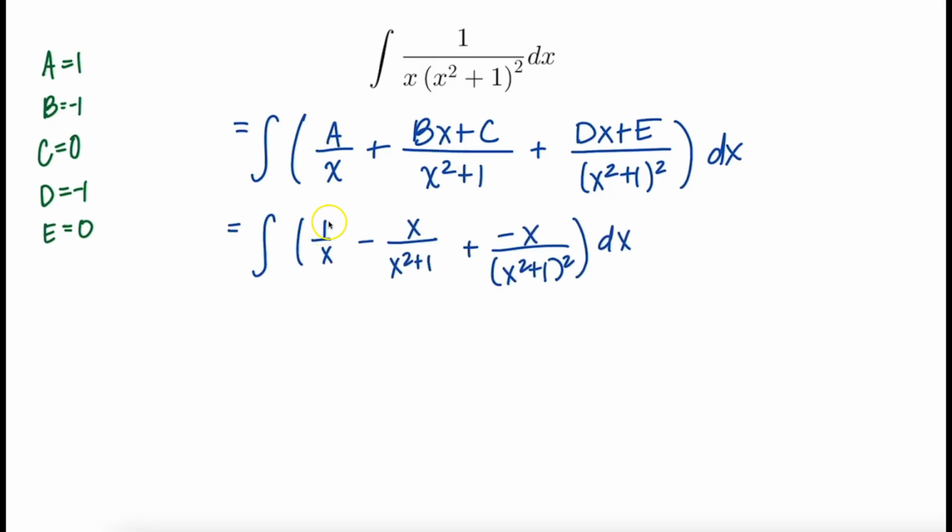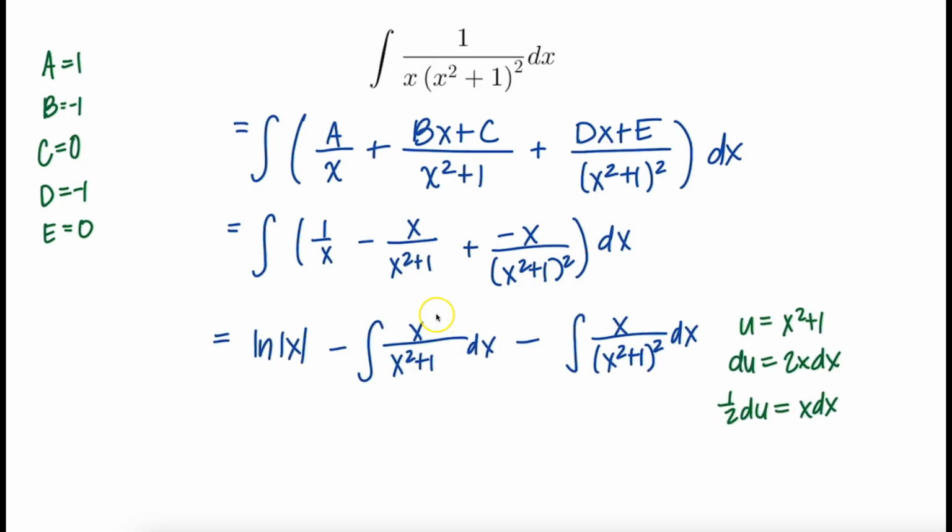So the first integral, 1 over x, is going to be natural log absolute value of x. And then the second two integrals we're going to use u substitution on. So here, this middle one, x over x squared plus 1, u will be x squared plus 1. This last one, we have x over quantity x squared plus 1 squared. U will still be x squared plus 1. So I have u is x squared plus 1, du is 2x dx. Both of them have an x dx, so 1/2 du is x dx.